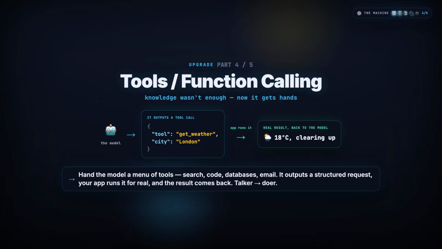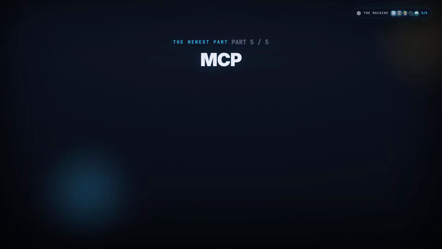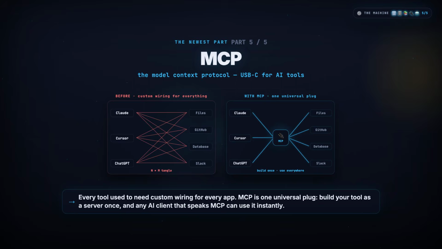And suddenly the AI can pull live data and change things in the real world. Tool use is the exact moment an AI stops being a talker and becomes a doer. But tools created a mess. Every tool needed its own custom wiring. For every different AI app, hundreds of apps times thousands of tools is a tangle nobody can maintain.